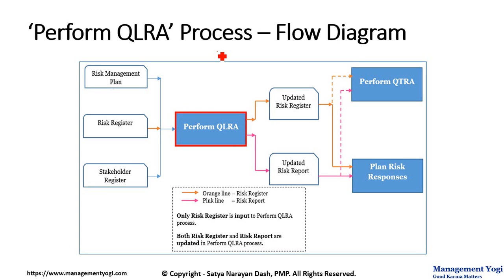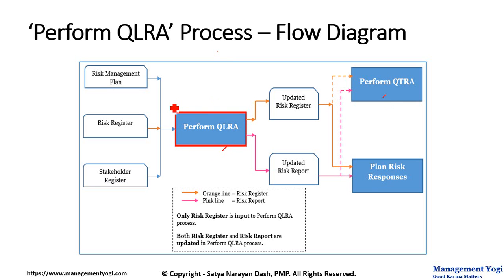Let us see the flow diagram interaction of the Perform QLRA process. In this slide, I have a flow diagram interaction of the process of Perform QLRA, which is represented in a red outlined box. All the processes are blue colored boxes, but the main process is highlighted with a red colored outline.